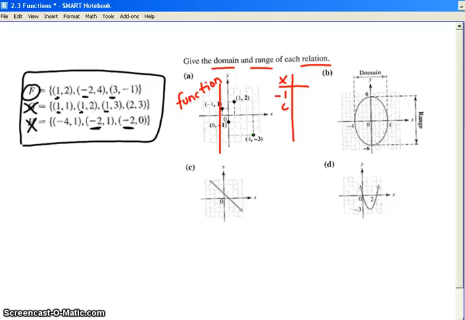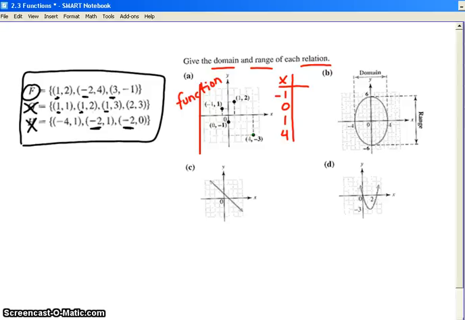And then 0 is the next one. And then the next one is 1. And the next one is 4. Okay, the range of this function, look at that point there.